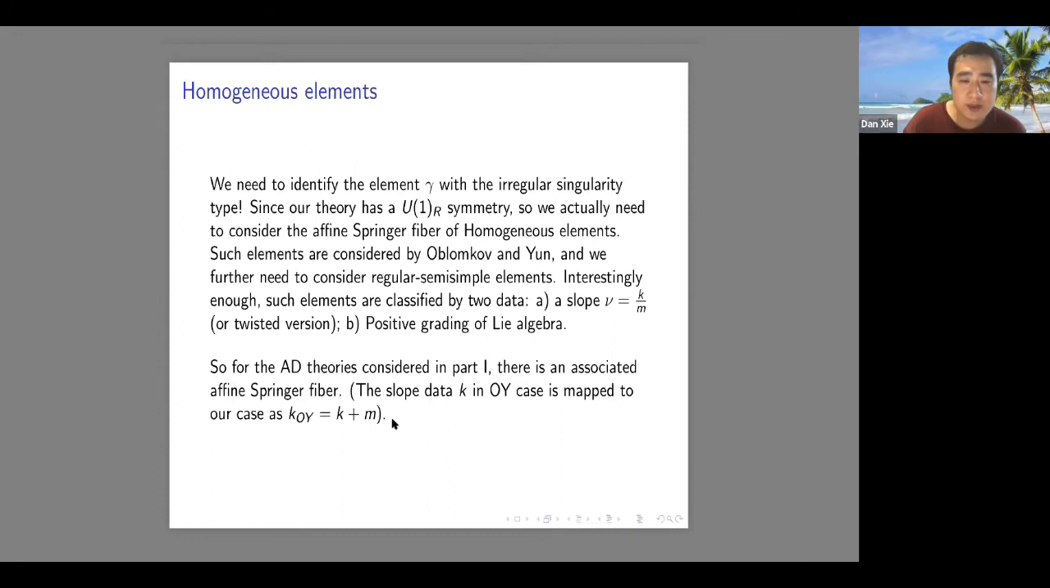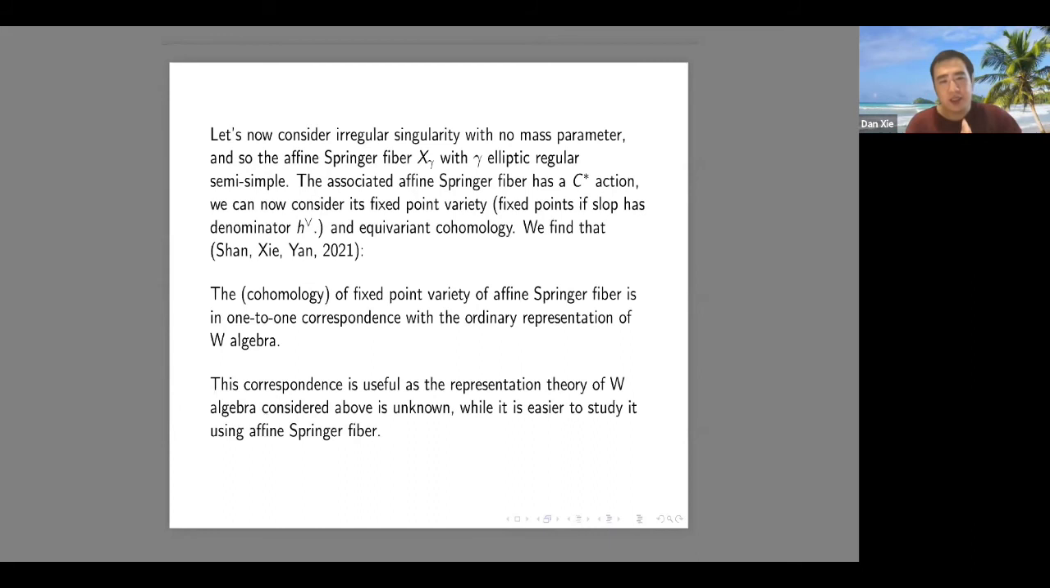Okay, so we can further consider the irregular singularity without any mass parameter, and on the affine Springer fiber side, this means we take gamma to be an elliptic one, and also we restrict it to the homogeneous element. And in this case, the associated affine Springer fiber has a C-star action, and one can consider its fixed point variety, and in some cases its fixed points.